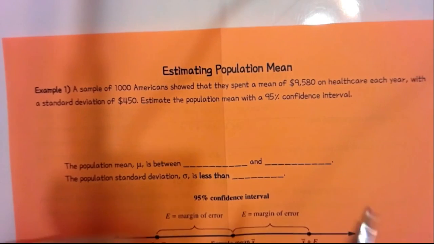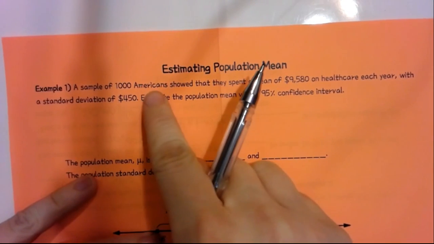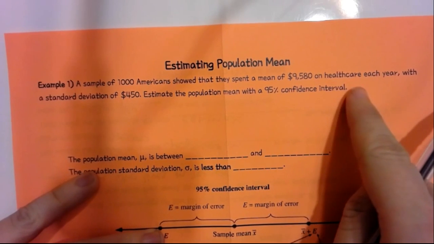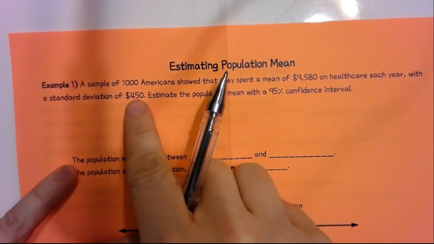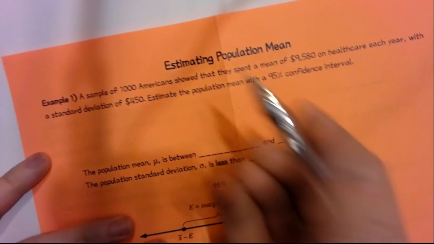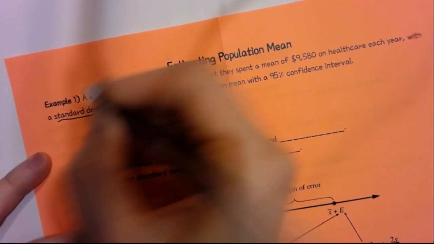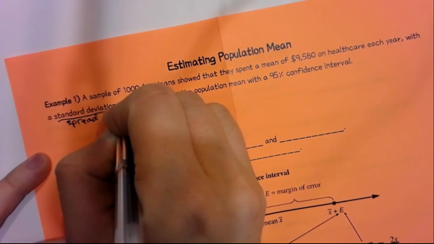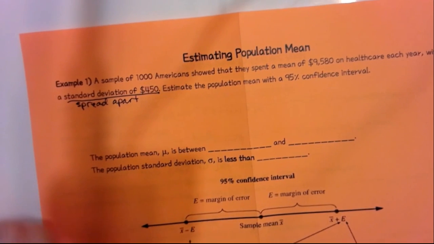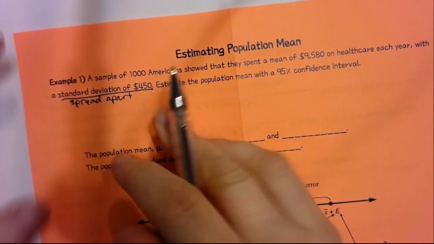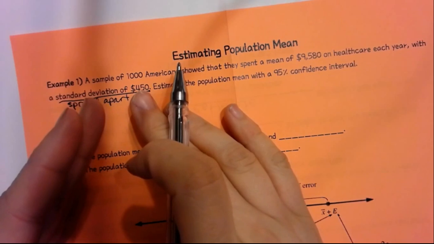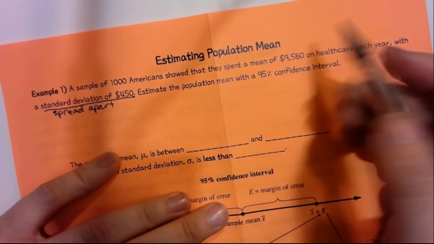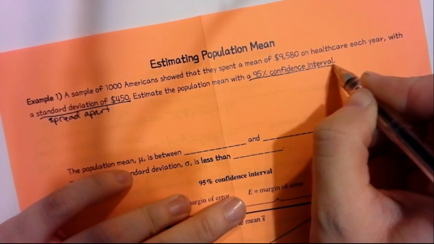Let's jump right into an example. A sample of 1,000 Americans showed that they spent a mean of $9,580 on healthcare each year with a standard deviation of $450. Remember, this is how spread apart your numbers are. Smaller standard deviation means your data are closer together. Larger means they're farther apart. Estimate the population mean with a 95% confidence interval.